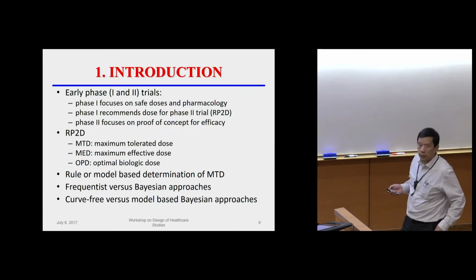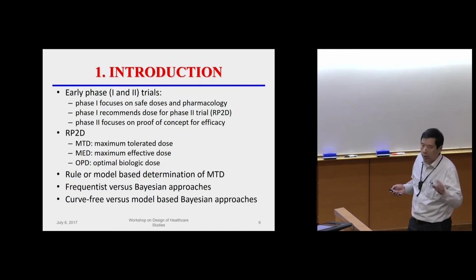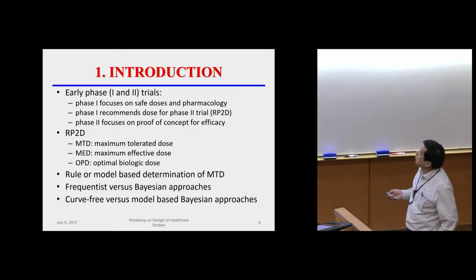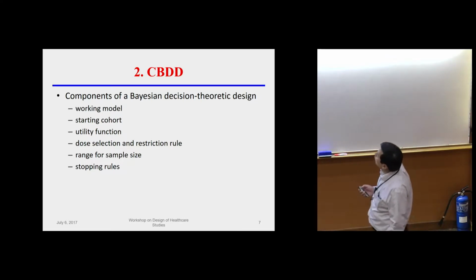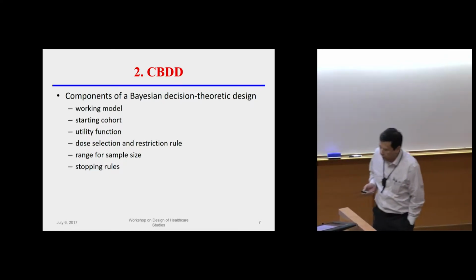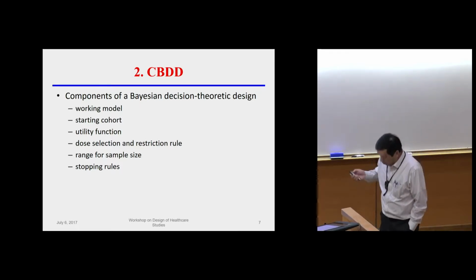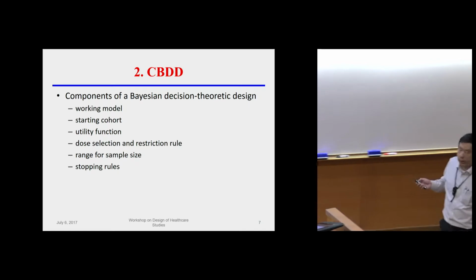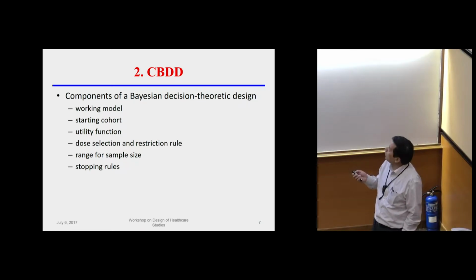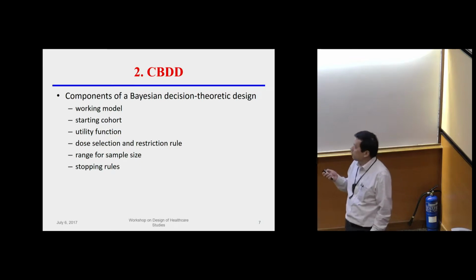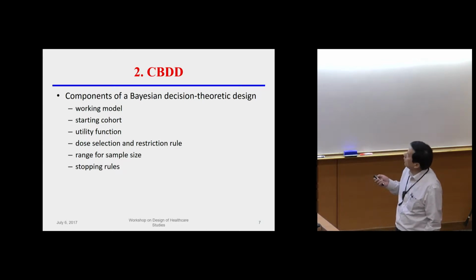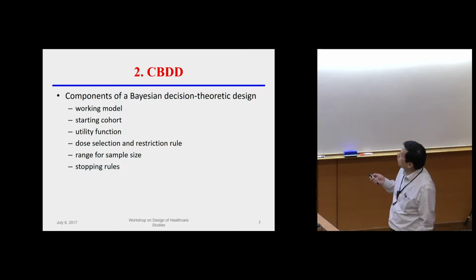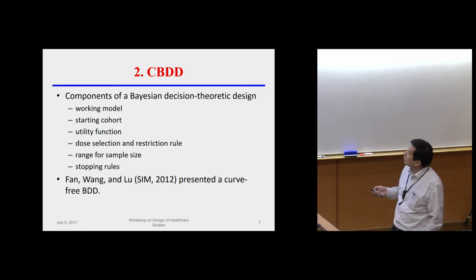But we also want to see, hopefully, that the dose that we're giving will have an impact on the doses that are not in the experiment, so influence through some kind of relationship. That's what we call the curve-free Bayesian decision theoretic design. So in this Bayesian cookbook, we need these components. One is a working model, and we have to define our starting cohort, and we have to define the utility function, and then we can use the decision rule to select the dose and the stopping. And so that's how we select the dose and recommend.